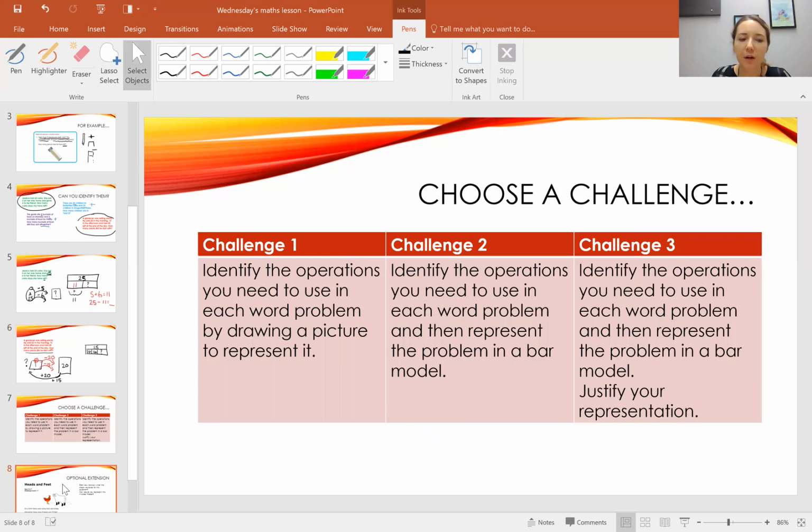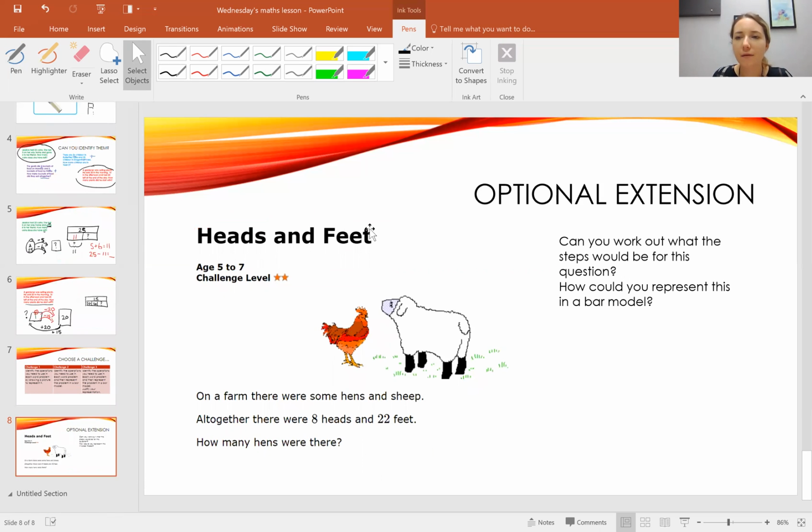If you would like to have a go at the optional extension at the end of the lesson, here is a problem for you to solve. On a farm, there were some hens and sheep. Altogether, there were 8 heads and 22 feet. How many hens were there?